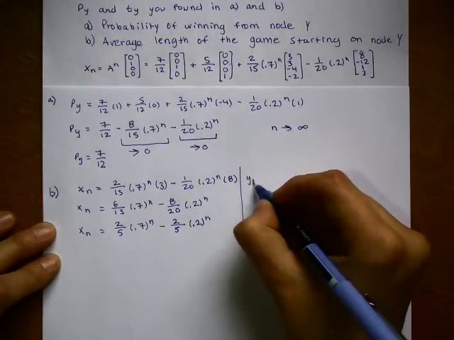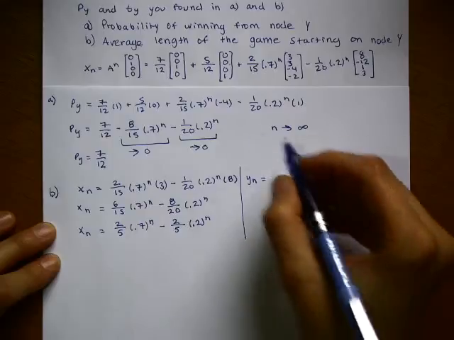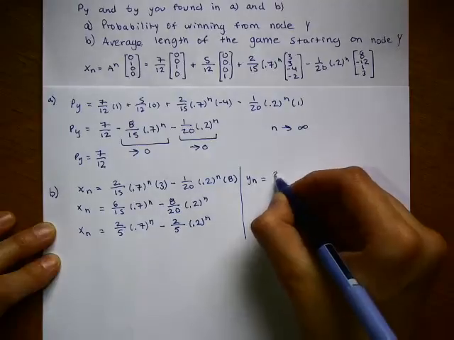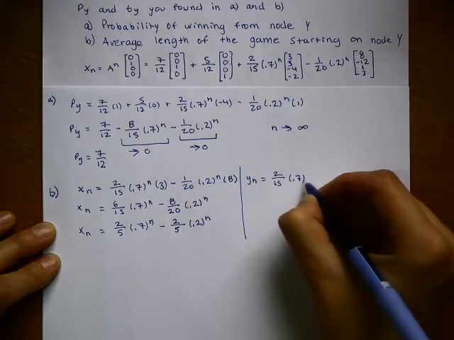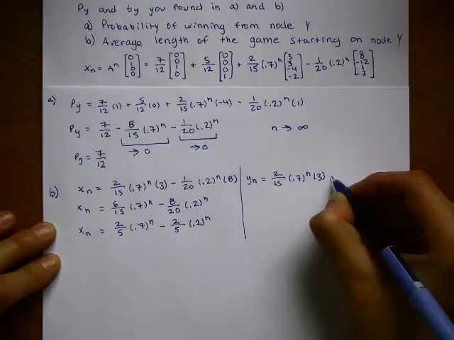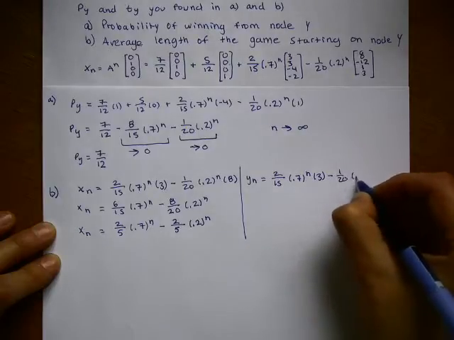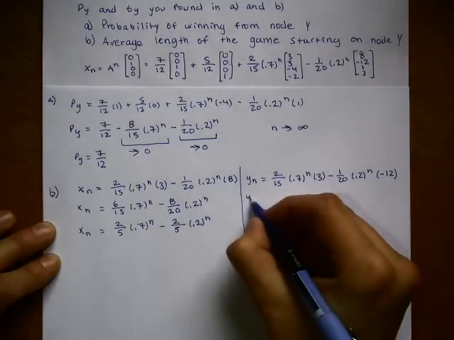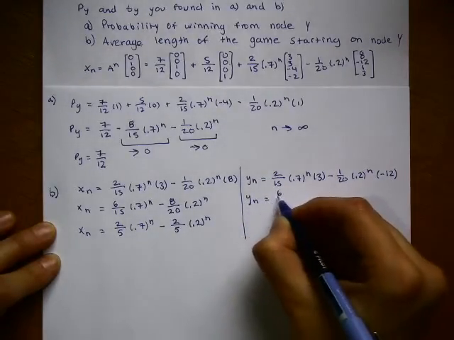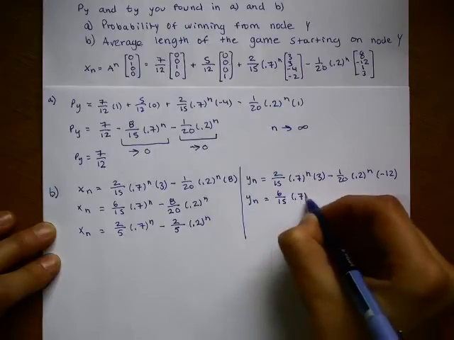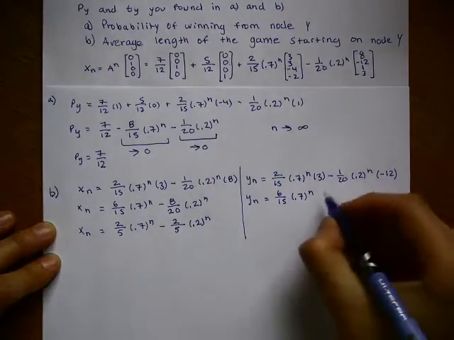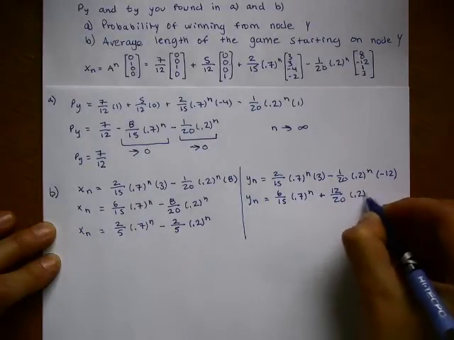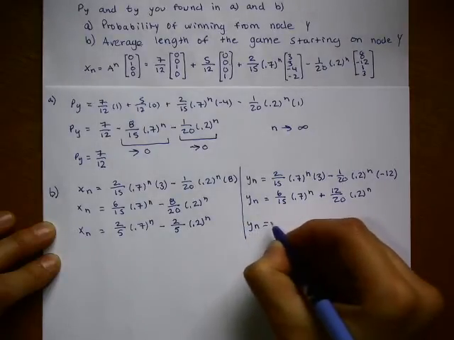Now I'm going to do the same thing with yn. So again, 7 over 12 times 0 plus 5 over 12 times 0 is 0, so we leave that out. Then we have 2 over 15 times 0.7 to the power of n times 3, minus 1 over 20 times 0.2 to the power of n times negative 12. Simplify this, and again, just simplify the fractions once more.